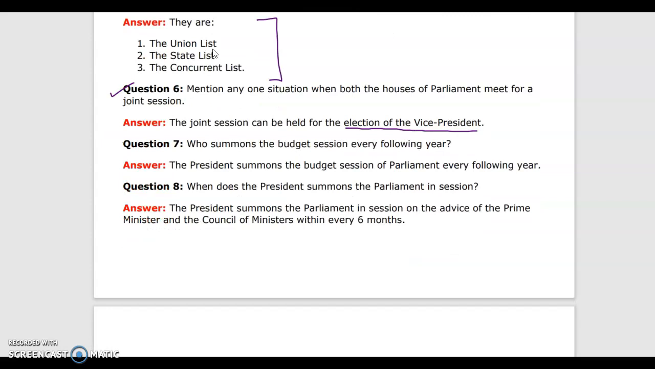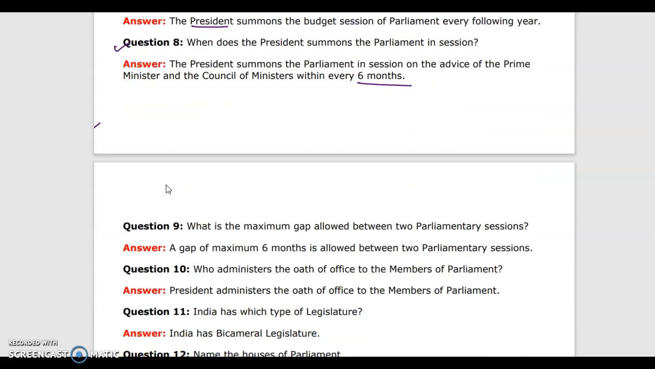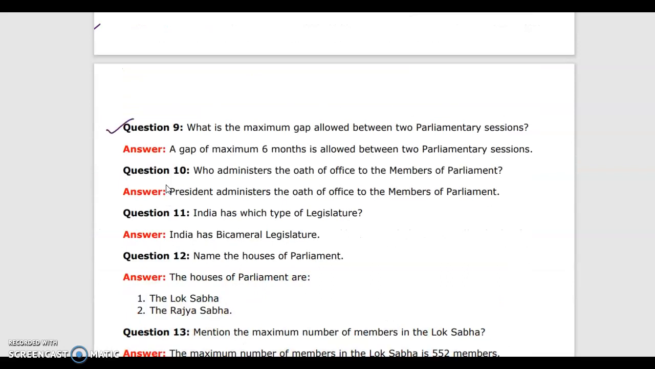Mention any one situation when both the houses of parliament meet for a joint session. The joint session can be held for the election of the vice president. The election of vice president is the same as the election of the president. Who summons the budget session every year? The president. When does the president summon the parliament in session? The president summons the parliament on the advice of the PM and the Council of Ministers within every 6 months. What is the maximum gap allowed between two parliamentary sessions? The answer is maximum 6 months.